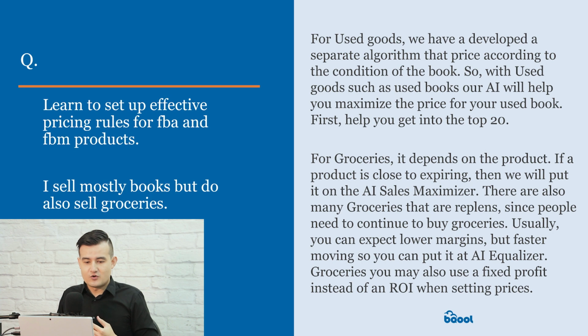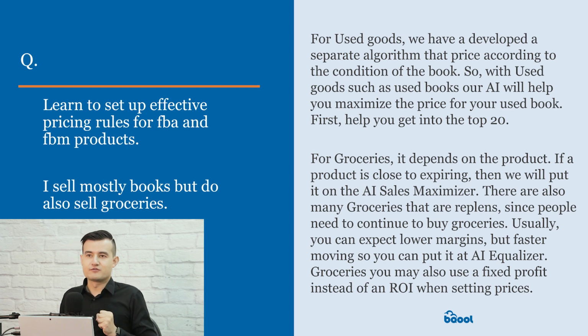And then another question that we get asked is, how do you effectively set up the repricing rules for both FBA and FBM products? This question is about selling books and also groceries. For books, I'm going to give you some general guidelines. If it's a used book, we actually developed a separate algorithm that prices according to the condition of the book.